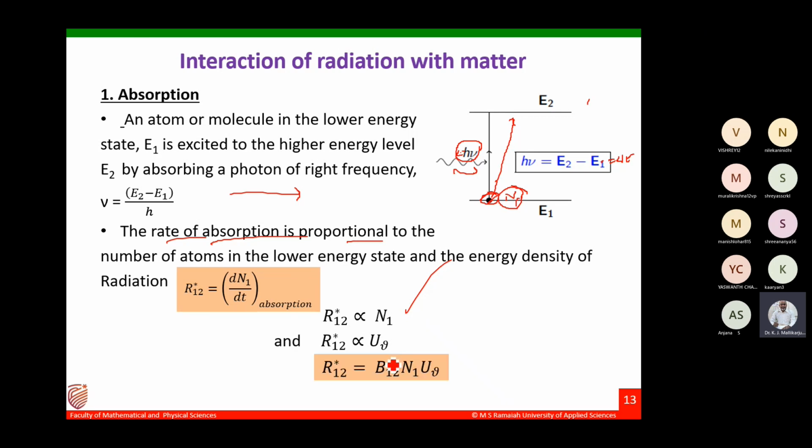Let us write a mathematical equation by removing this proportionality symbol with another coefficient of proportionality. That we call B12, the constant of proportionality. Here B12 is called the constant of proportionality. It is basically Einstein's coefficient. We call it the coefficient of induced absorption, or absorption.